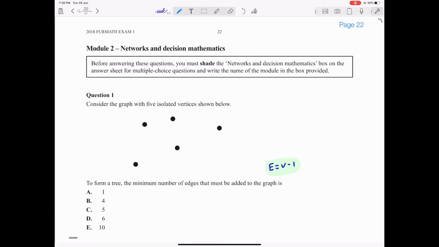Hi everyone, so today I'll be going through the Networks and Decision Mathematics section of the 2018 Further Maths Exam 1.